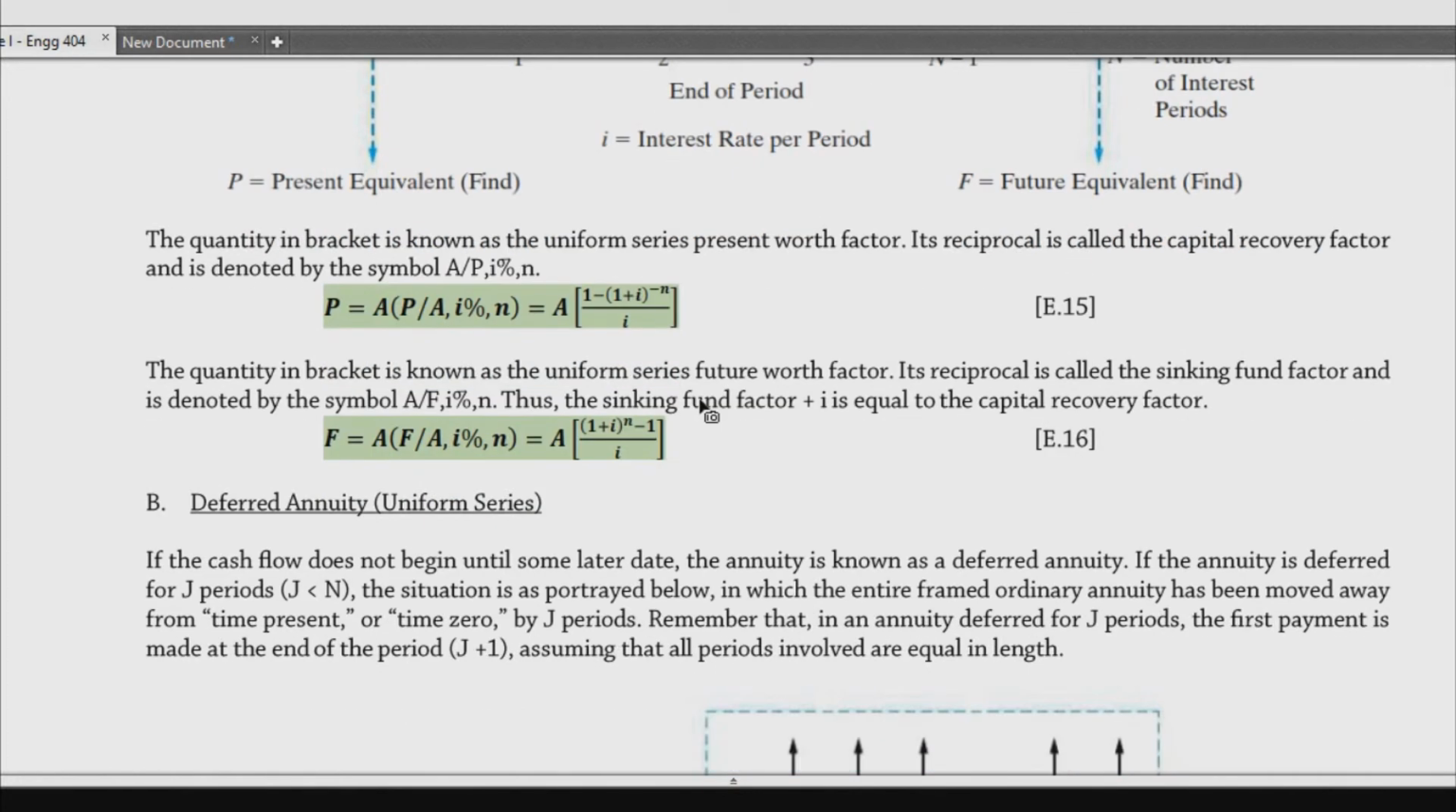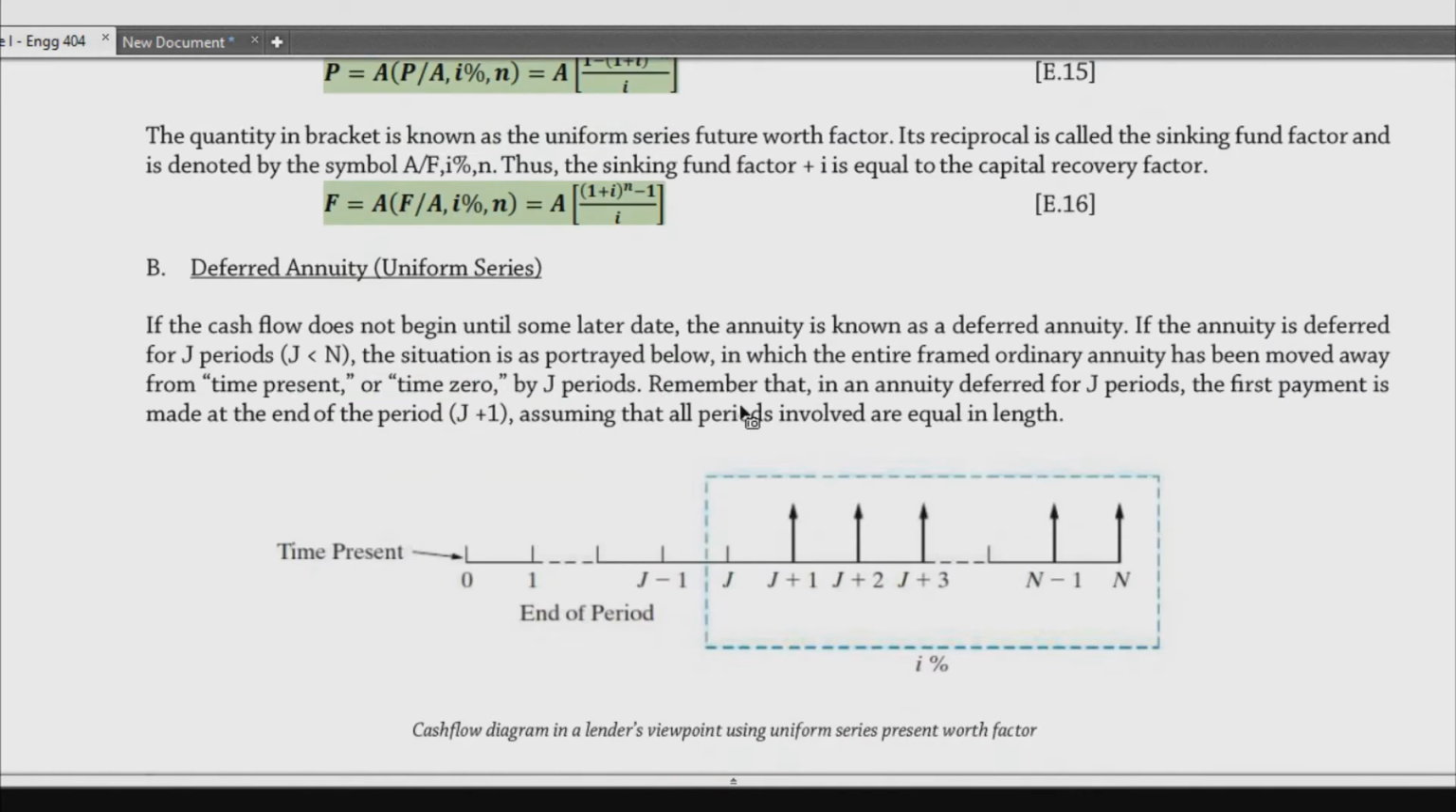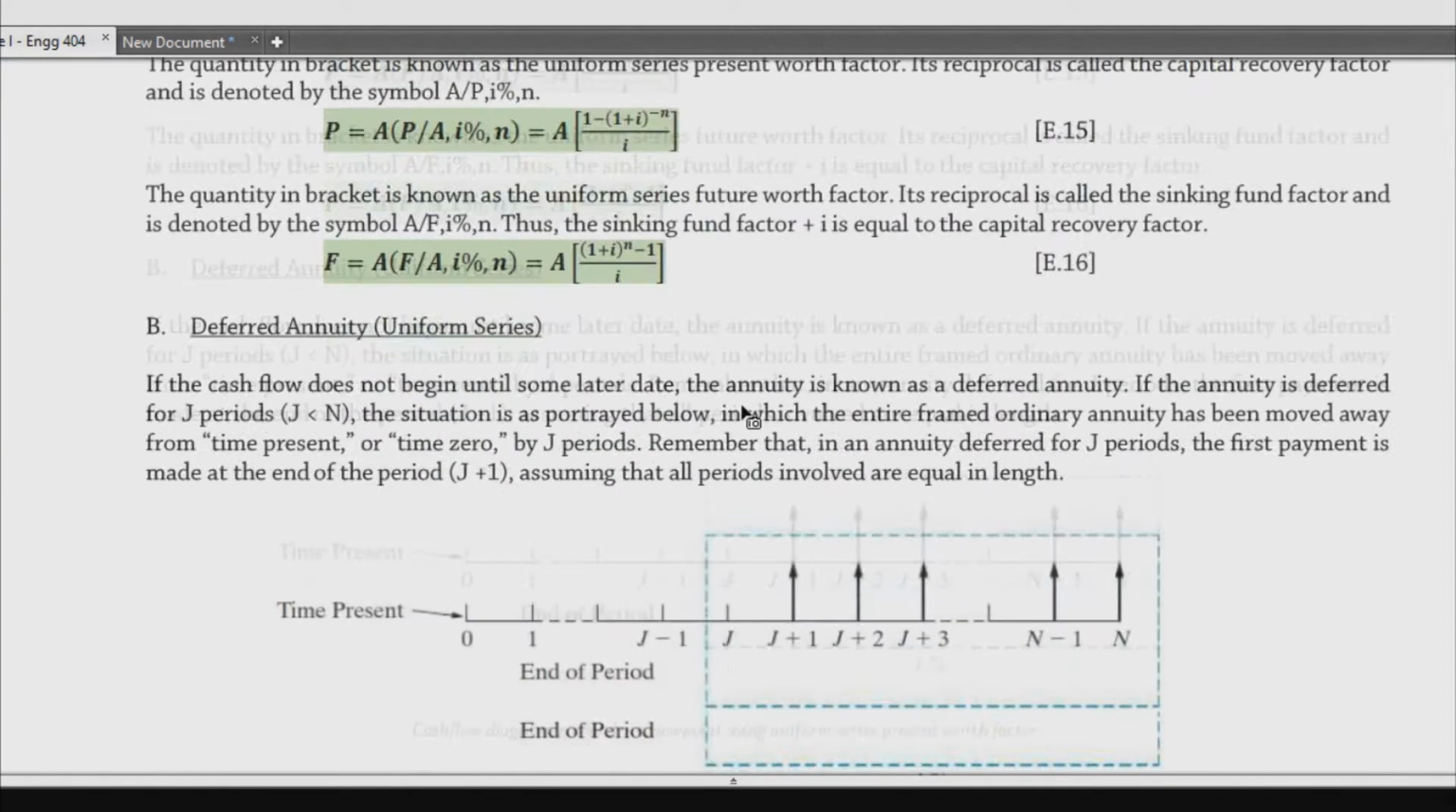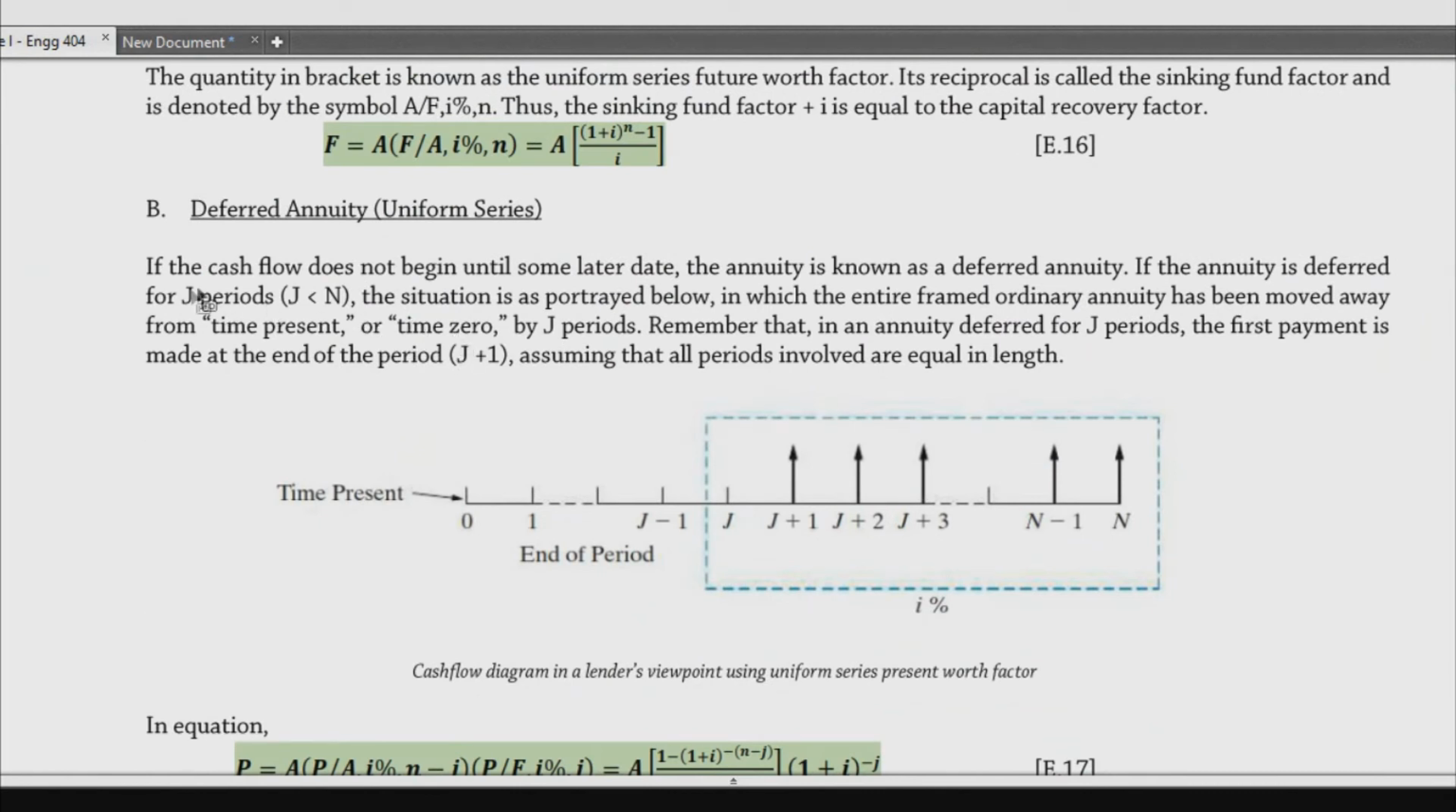Now, let's proceed with the deferred annuity. So this is the second type of your annuity. So we call this the deferred annuity. Okay, so a deferred annuity, the cash flow does not begin until some later date, and then the annuity is known as deferred annuity. So in short, you are supposed to pay at the end of the first period, di ba? Ganun naman usually, no?